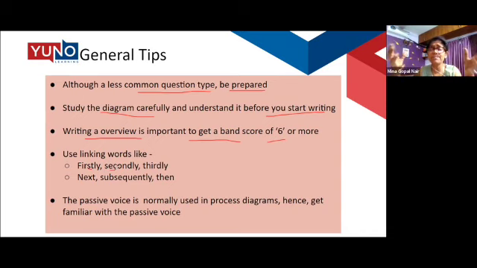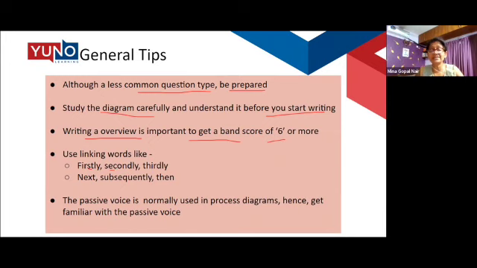So these are very simple linking words that you can use in process diagrams. Firstly, something happens. Next, something happens. Subsequently, the next process happens. Then, all these are words which indicate progression from one part of the process to another part. So these are simple but effective linking words that you can use in a process diagram.